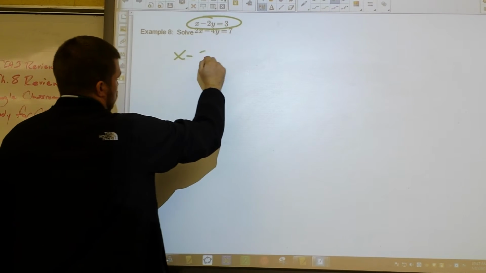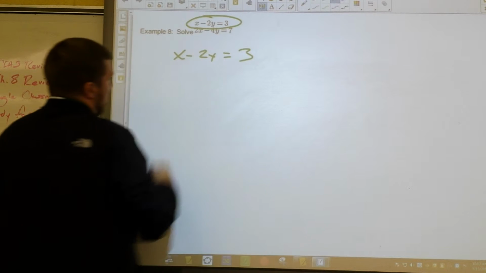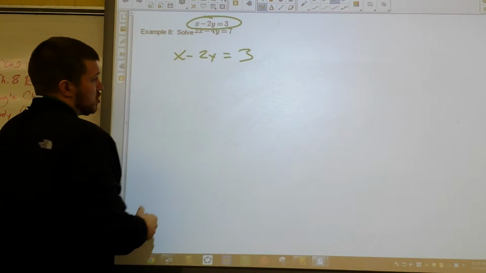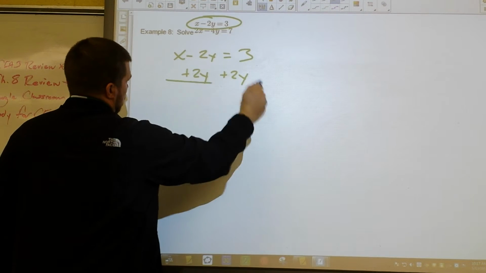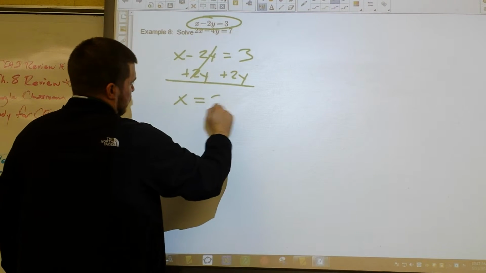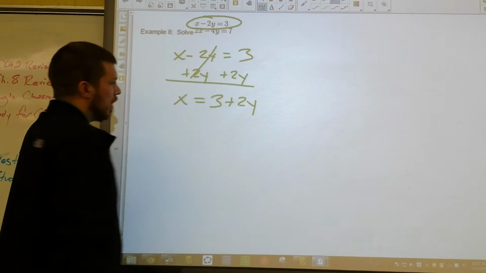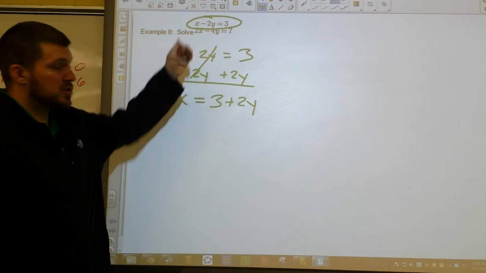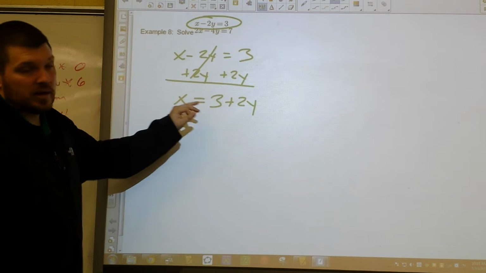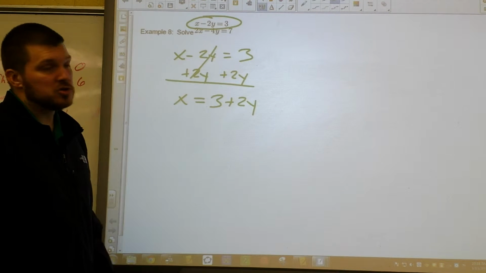So x minus 2y equals 3. I'm going to get x by itself because that's what I'm going to choose to isolate. So plus 2y, plus 2y. So I have x equals 3 plus 2y. All right, that means everywhere in the bottom equation, again, I'm using the bottom equation since I started off with the top. You cannot substitute back into the same equation that you just worked with.